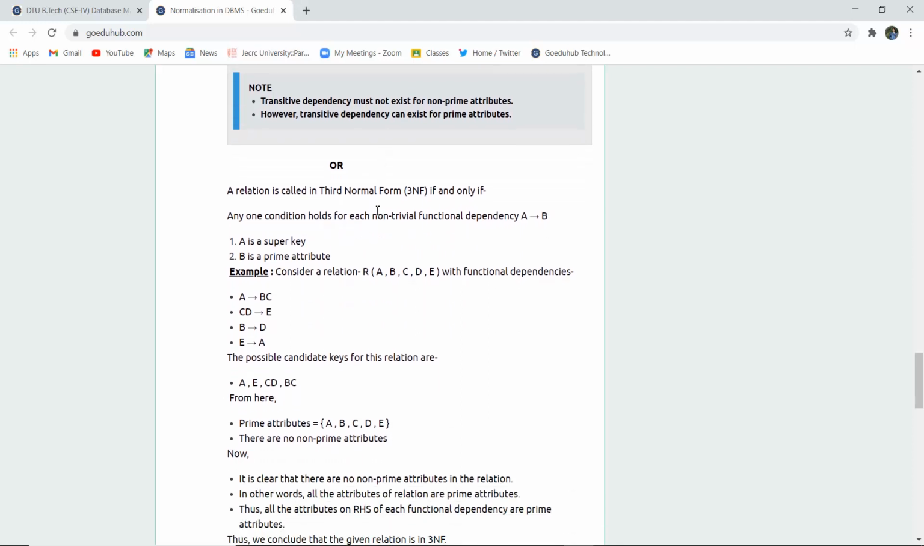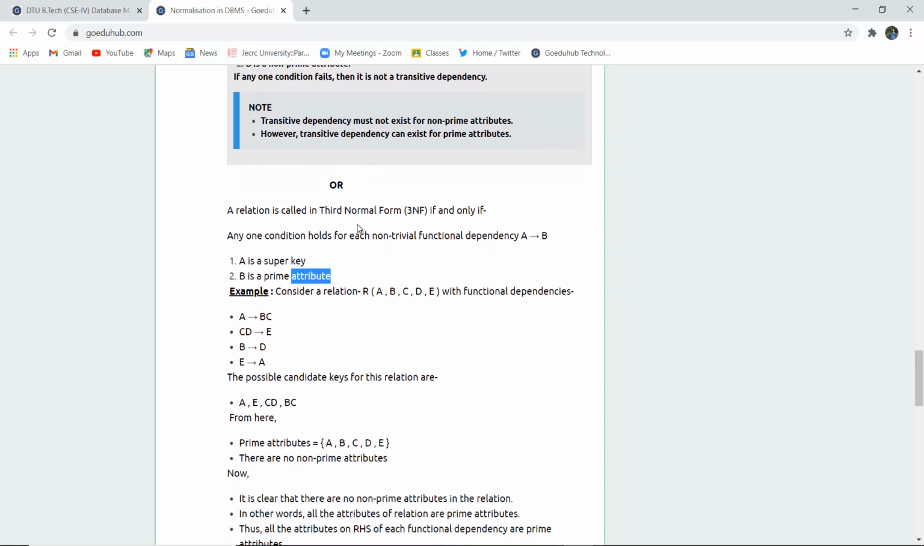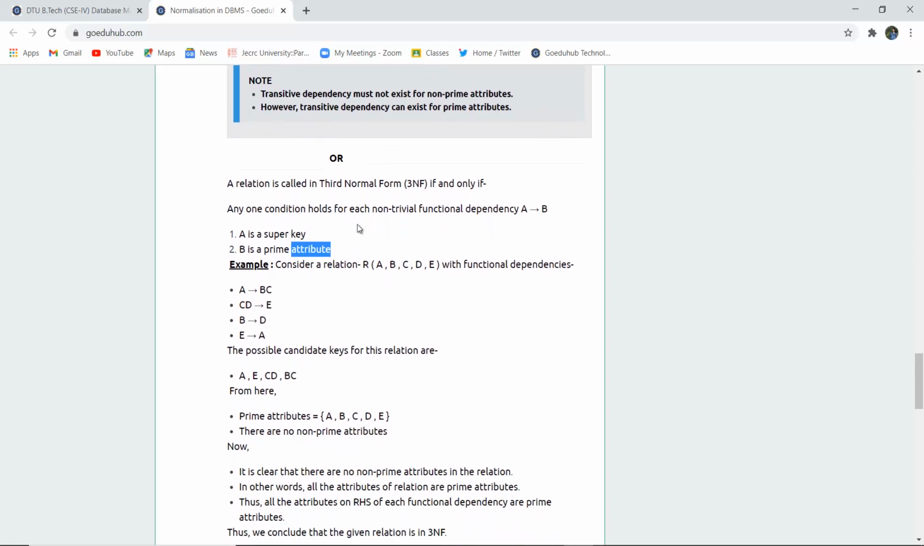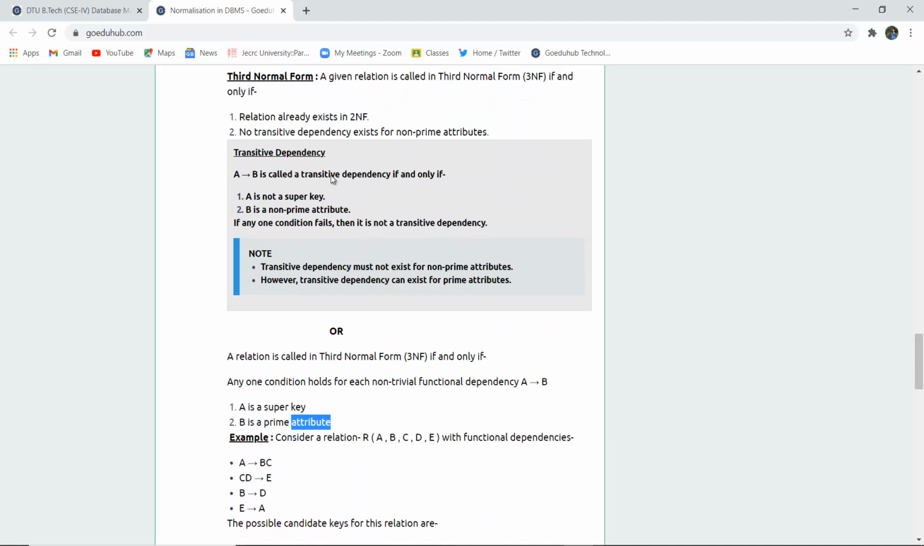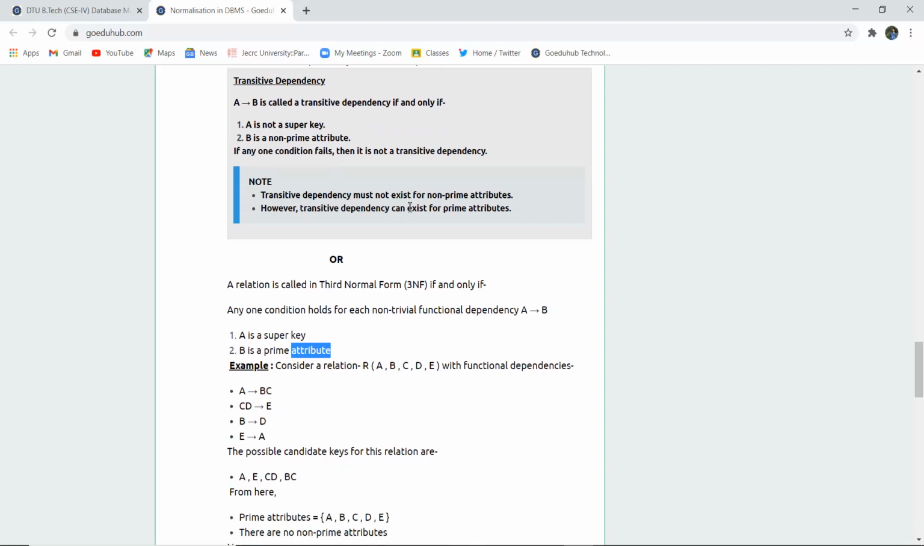A relation is in third normal form, or 3NF, if and only if for every dependency A to B, either A is a super key or B is a prime attribute. Then it can be said that it is in 3NF. That means we have to eliminate both of these conditions together to eliminate the transitive dependency in third normal form. Then and only then is that relation said to be in third normal form.